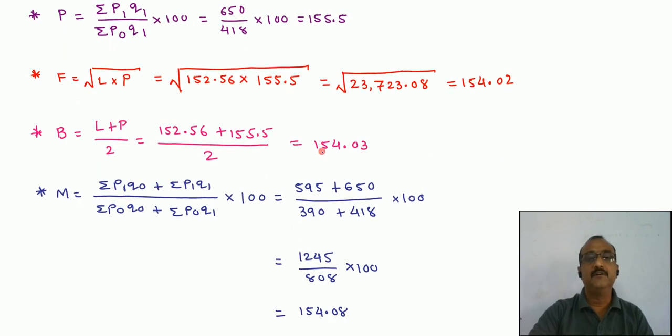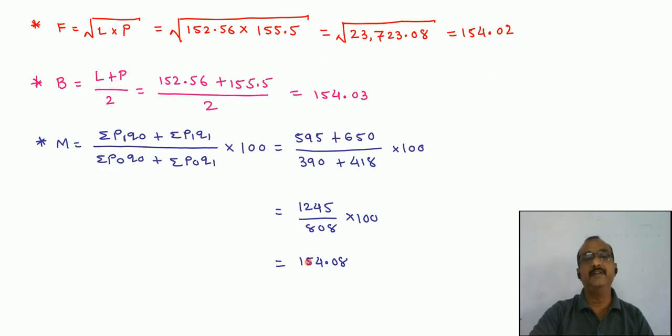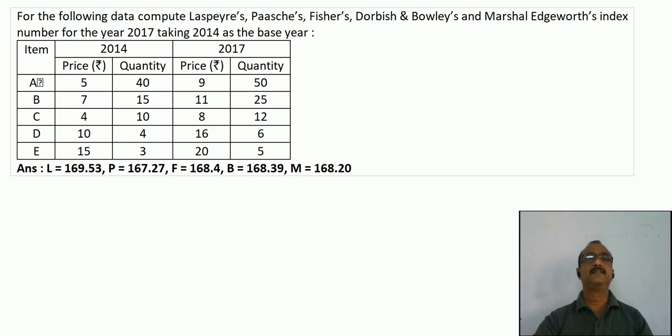So our answers are: Laspeyres 152.56, Paasche 155.5, Fisher 154.02, Bowley 154.03, and Marshall 154.08. Our second sum is again: find Laspeyres, Paasche, Fisher, Bowley and Marshall index numbers for the year 2017, taking 2014 as base year.